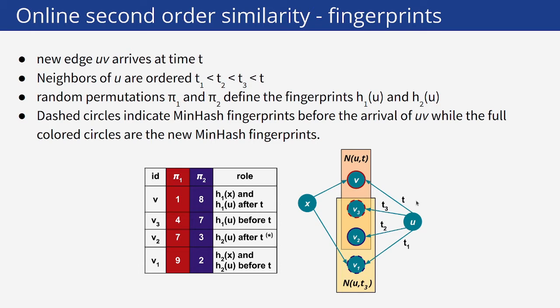Node U had three neighbors before, V1, V2, and V3. They occurred in temporal order in the edge stream. As the new edge arrives, the oldest neighbor V1 is excluded from the neighborhood, while the new neighbor V is added to the temporal neighborhood of U.